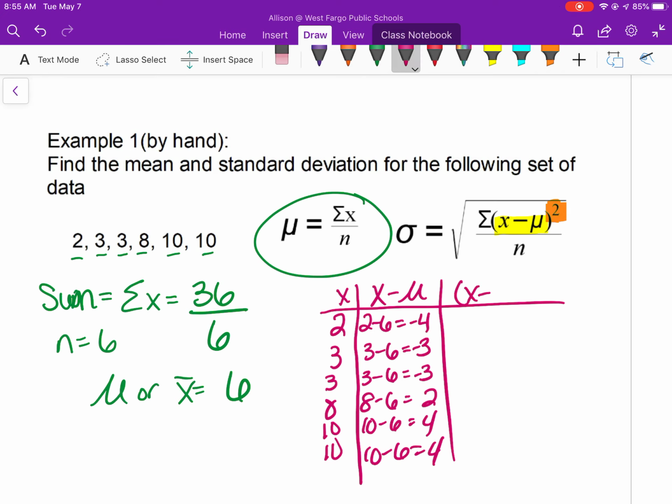So then it's the x minus mu, each of those values squared. So negative 4 squared is 16. Negative 3 squared is 9. Negative 3 squared 9. 2 squared 4. 4 squared 16. 4 squared 16. And then we want the total sum of all of those. So the sum of all of these added together here.